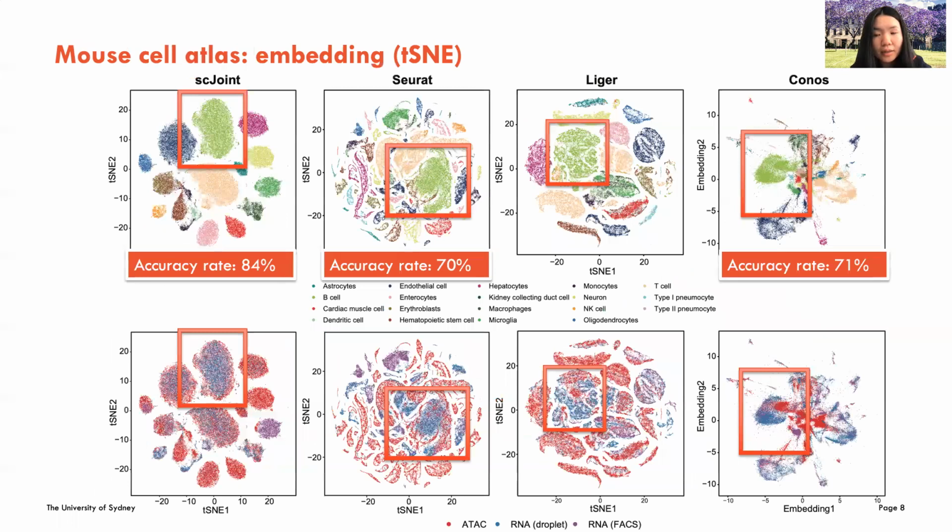Here we show the results of the overlapping cell type integration. The first row is colored by the cell types and the second row is colored by the technology. We can see that our algorithm is able to remove not only the batch effect within single-cell RNA-seq, but also the modality effect between single-cell ATAC-seq and single-cell RNA-seq. At the same time, scJoint preserves the cell type signals, and we achieve a more than 10% higher accuracy rate compared to the other two methods.